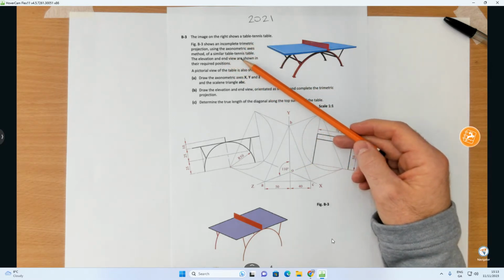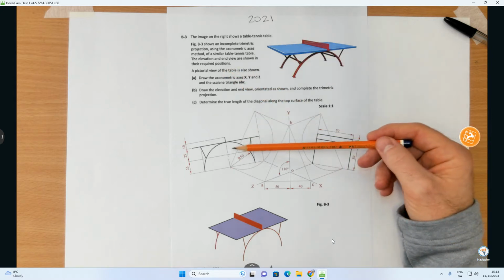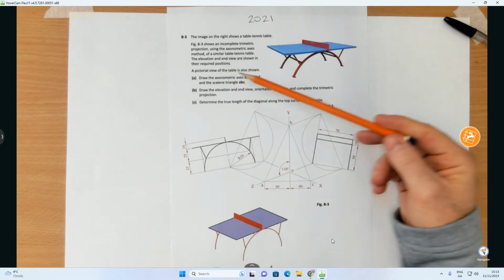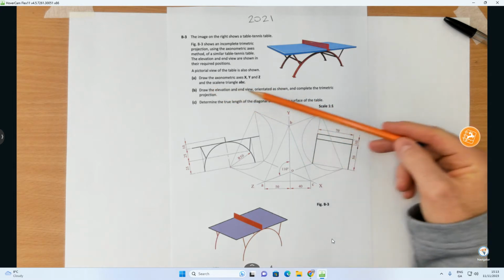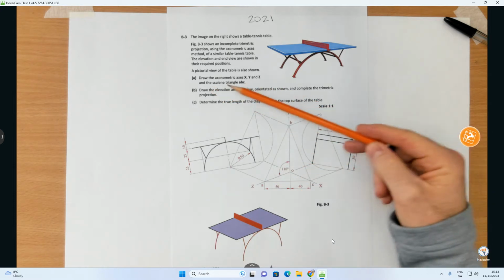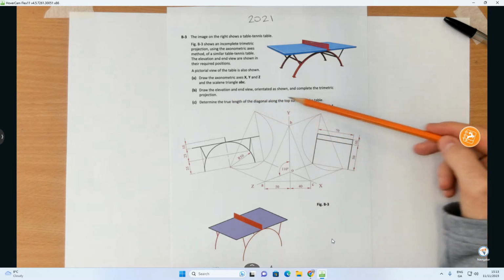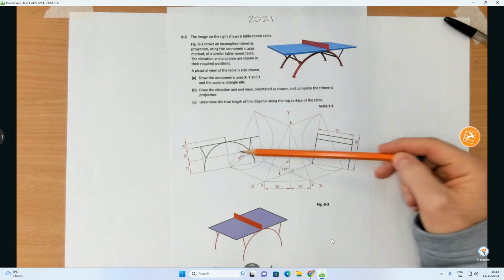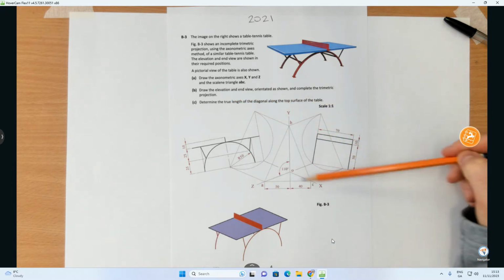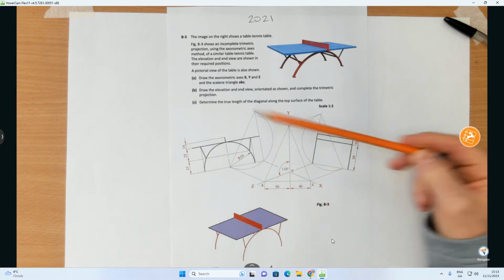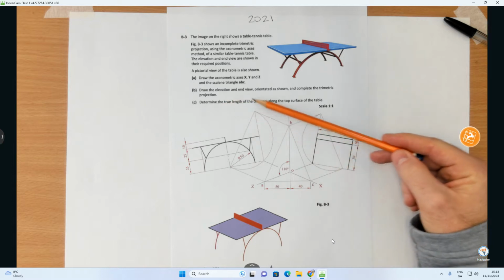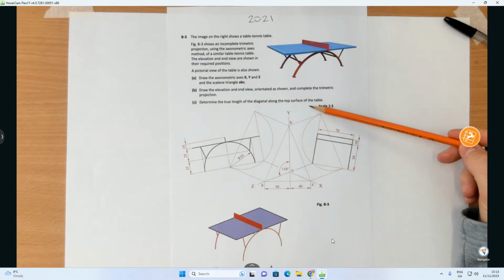The elevation and end view are shown in their required position. So we've got the elevation here, end elevation here. What we have to do is draw the axes, X, Y, Z axis, and the scalene triangle ABC. Part B, draw the elevation and end view orientated and complete the trimetric projection. So to draw this, and then get the trimetric view in here, or the 3D view essentially, which is going to look like this.